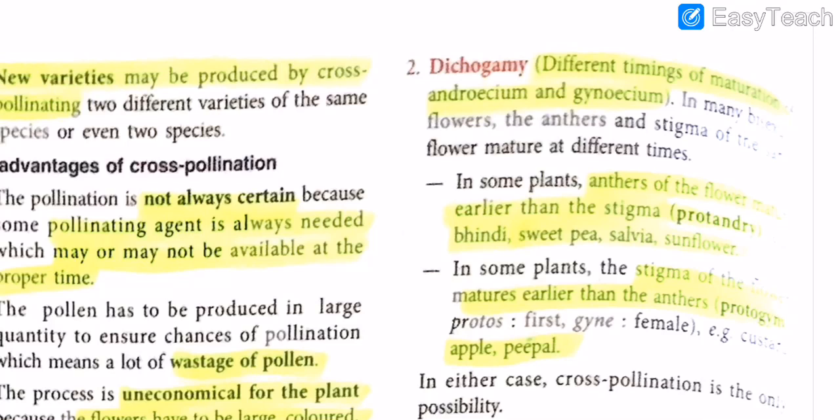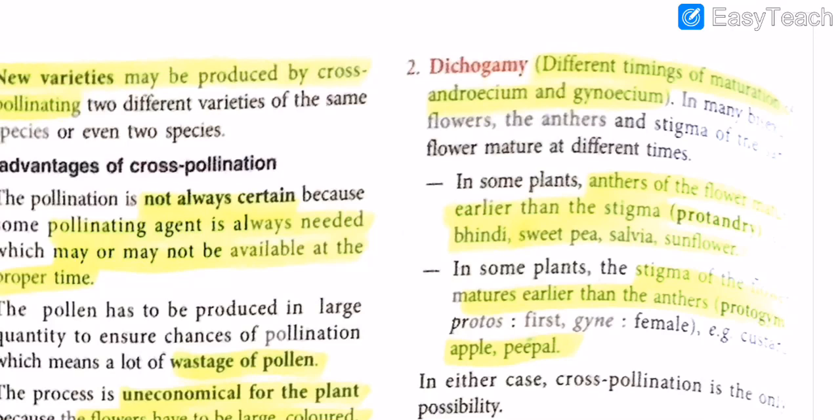So what they're trying to say over here is, this is a condition in which even if the stigma receives the pollen from the anthers of the same flower, the pollen fails to undergo further growth. In such cases, only the pollen from another plant of the same species can effectively complete the process, right? Not the same plant, but another plant of the same species. So in this case also, cross-pollination comes to help.